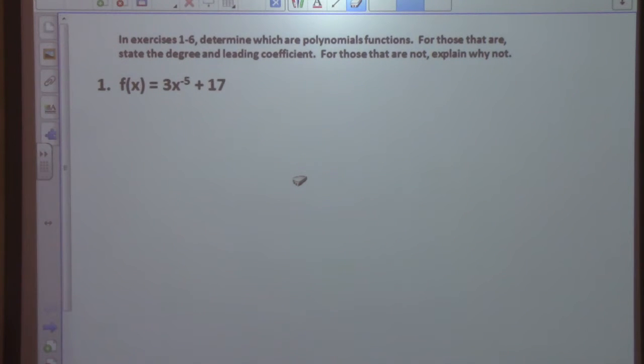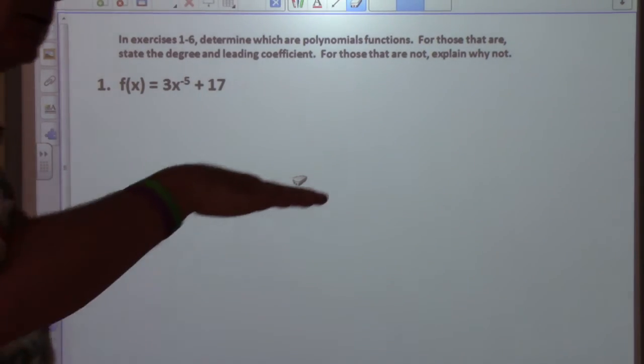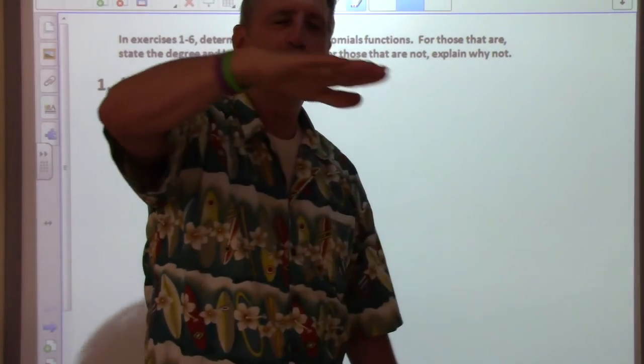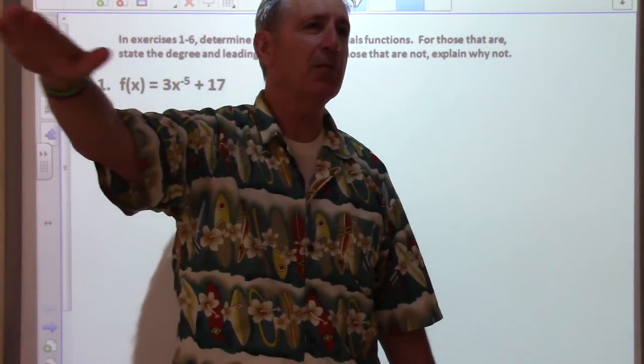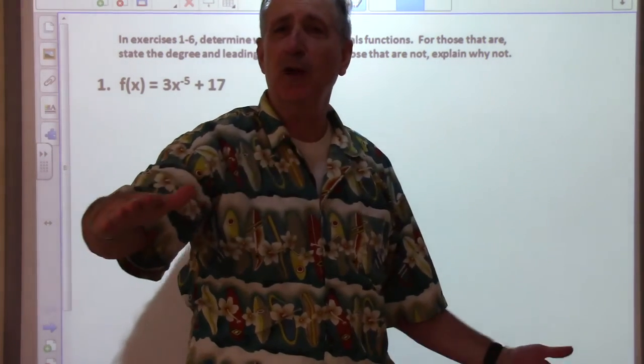Is that right? I said non-negative integer. Excluding 0? No. Non-negative integer includes 0. So you can have x to the 0 power and qualify as a polynomial. And you can have just one term in a polynomial, or you can have many. And graphically, a polynomial function is going to be smooth. It'll be a smooth curve or a smooth line, either one.